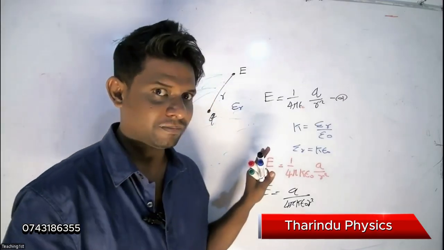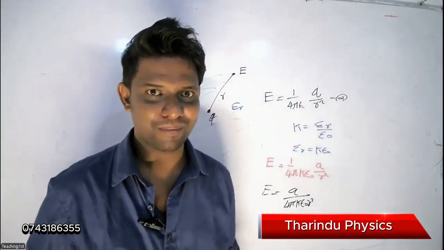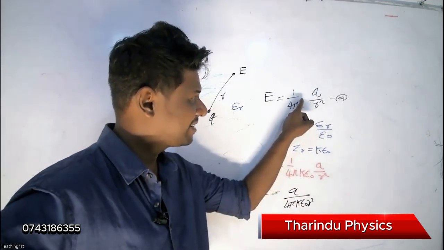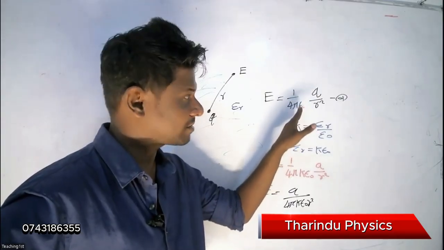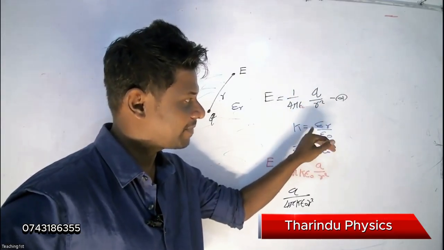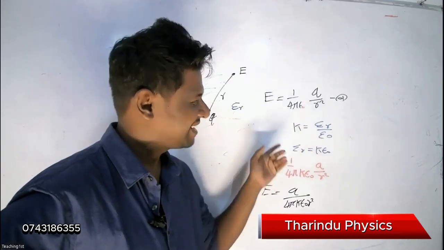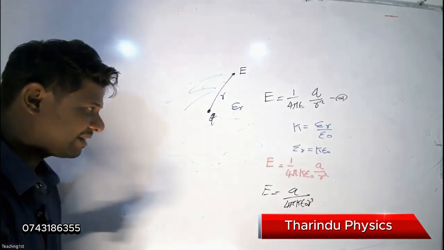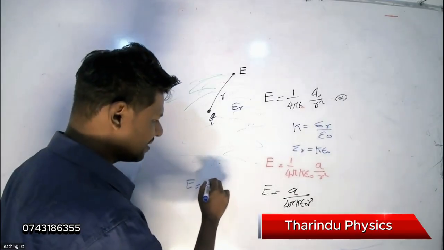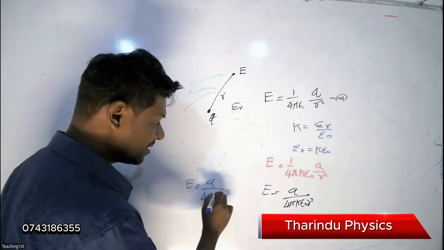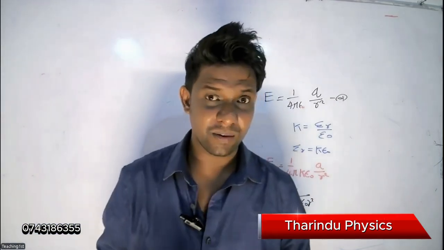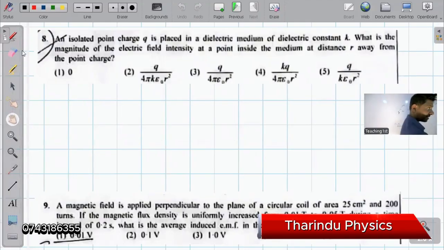If you derive this, think twice. Don't derive it. You should just know that the effective constant comes multiplied by epsilon naught, the product with K. You can write the direct answer like this: Q over 4 pi epsilon naught K r to the power 2. The answer is the second one here.